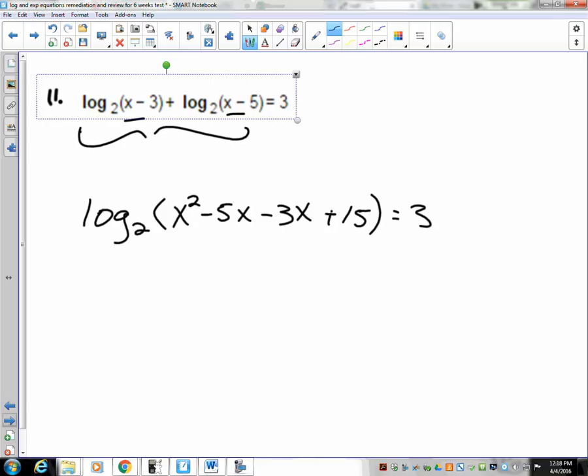Yeah, combine your like terms. So the negative 5x and negative 3x would be negative 8x. Now, let me show you what happened on a lot of these. Not so much this year, but years past. Here's what I've got.